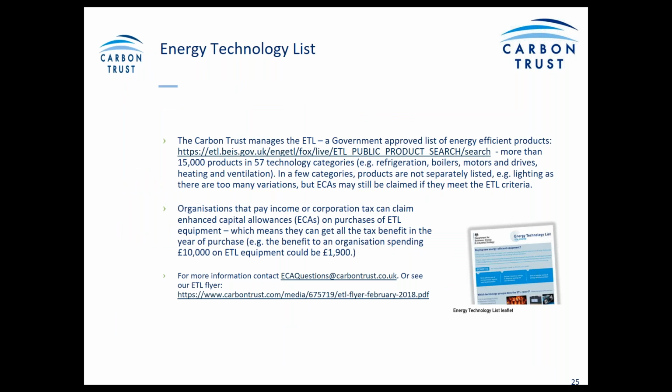And one very final thing just to flag is that the Carbon Trust also manage something called the Energy Technology List, which is a government-approved list of energy efficient products. There are more than 15,000 products listed within 57 technology categories. For example, refrigeration, boilers, motors and drives, heating and ventilation. Any organisations that pay income or corporation tax can claim enhanced capital allowances on purchases of energy technology listed equipment.